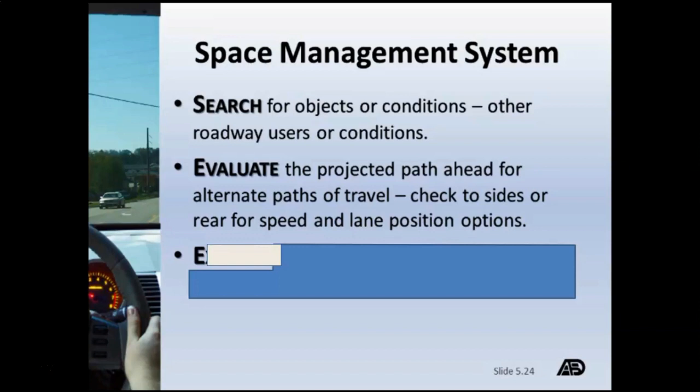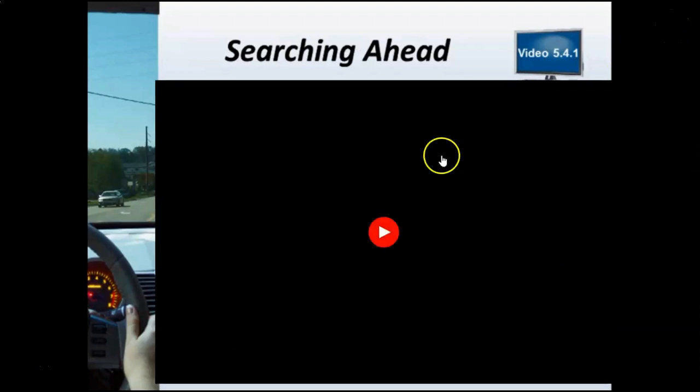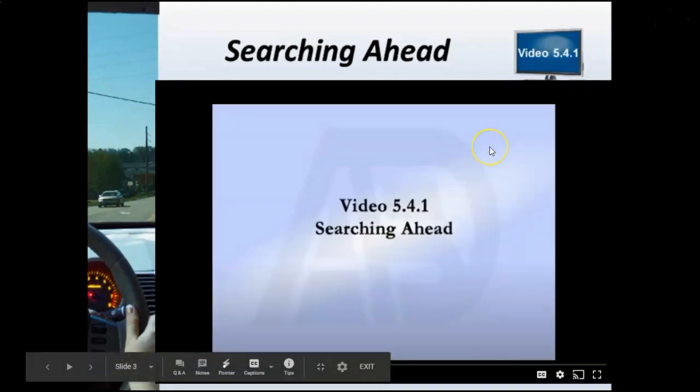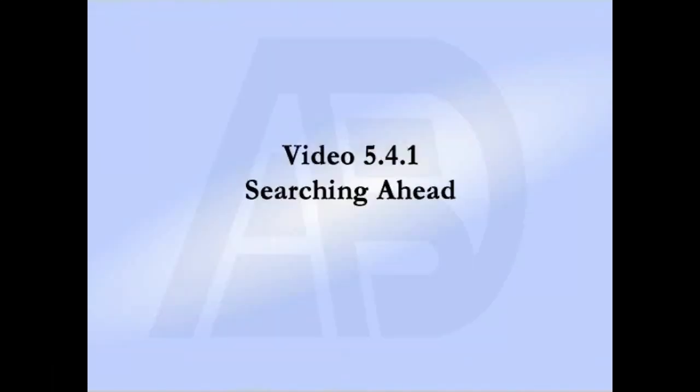We're evaluating the projected path ahead for alternate paths of travel, check to the sides, or rear for speed and lane position options. And then the last E is execute. Execute appropriate adjustments, change speed, position, and or communicate. Okay, we're going to watch video 54.1, which is searching ahead.